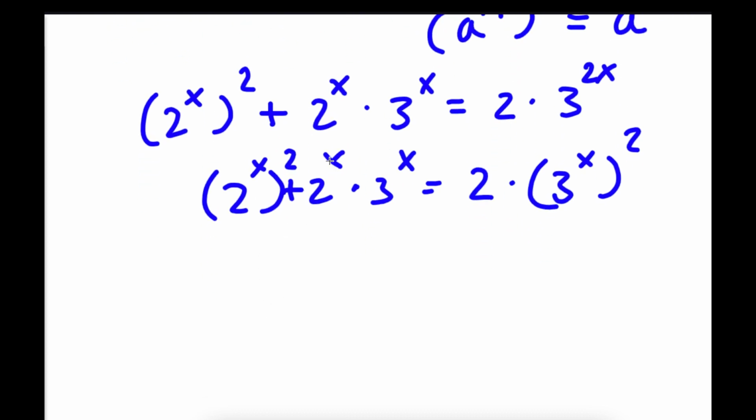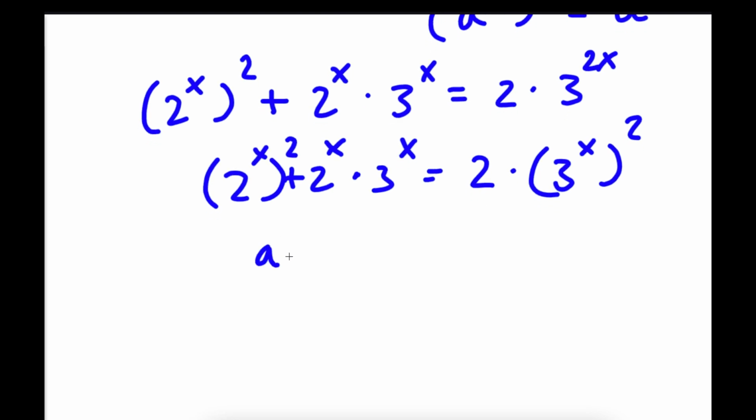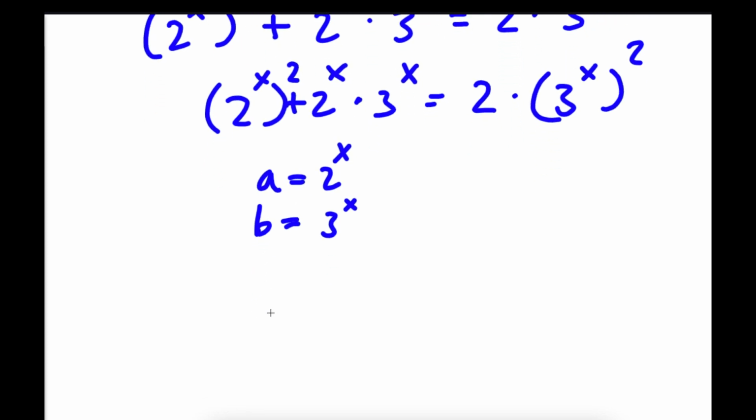All right, so now I'm going to let the variable a equal 2 to the power of x, and I'm going to let the variable b equal 3 to the power of x. So now if I substitute in a and b for 2 to the power of x and 3 to the power of x, I get a squared plus a times b is equal to 2 times b, where b is 3 to the power of x, so b squared.